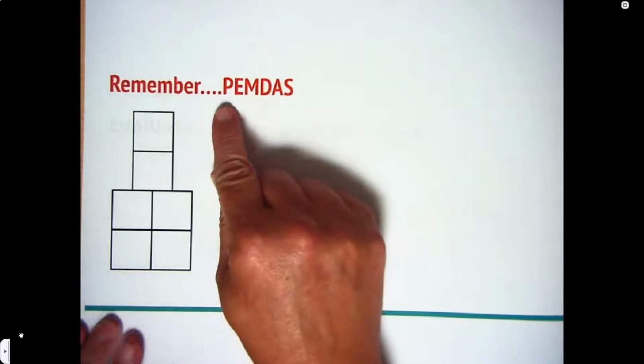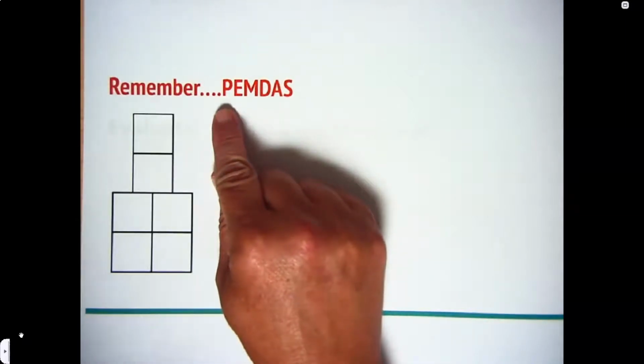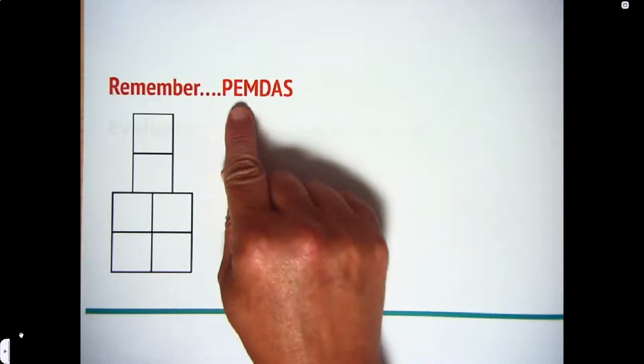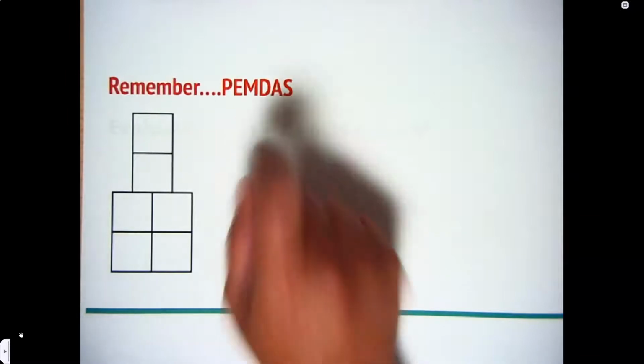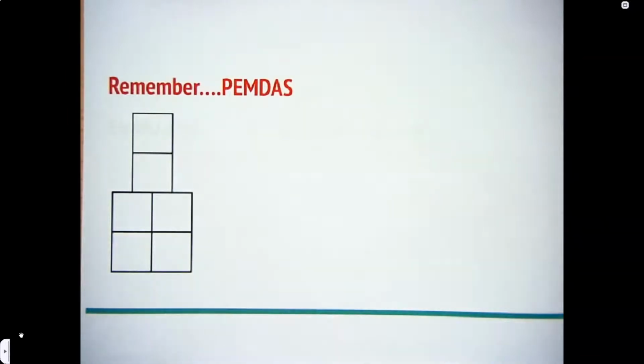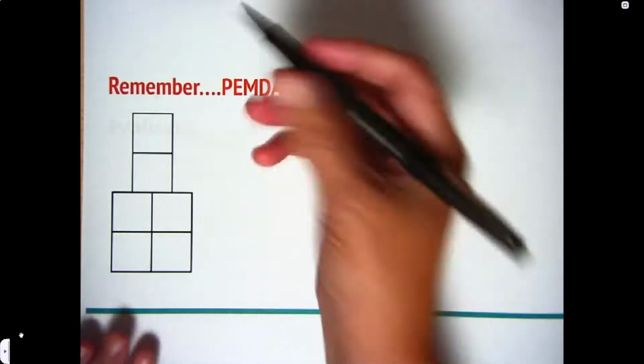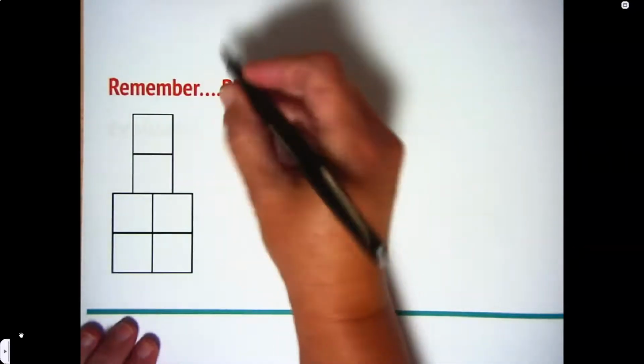P meant do the stuff that was inside parentheses first. The E meant do exponents second. The M and the D, multiply and divide next, and then finish off by doing addition and subtraction. Now, PEMDAS is great. It's served you well for many, many years. But what we're going to do is make a slight change here. Okay? And I'll talk to you about why.